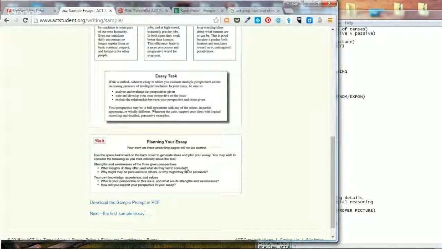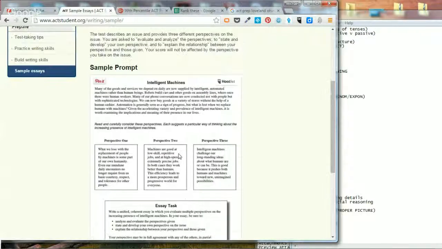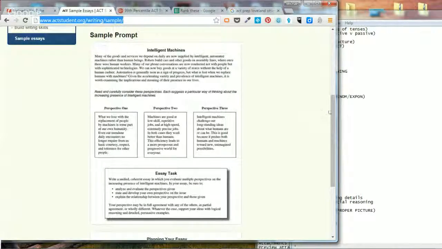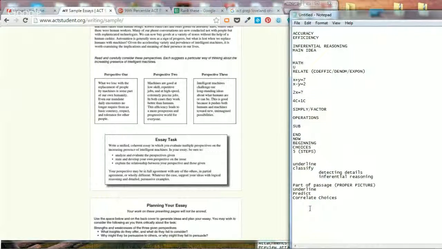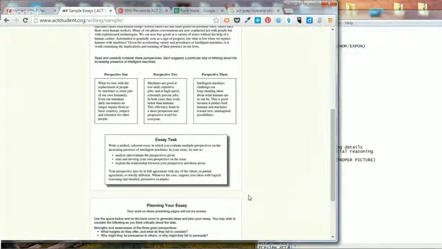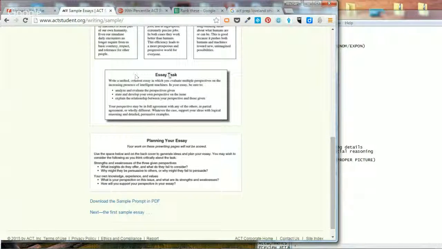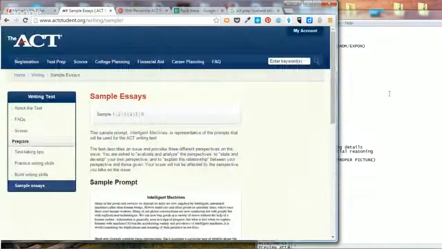So if you're not familiar with the writing section, check out the writing sample here at actstudent.org so you can get some good practice in and get some feedback from your teachers or a good tutor. Because all of these will be the same. Basically the essay task and then planning the essay. You can download this and print it off.